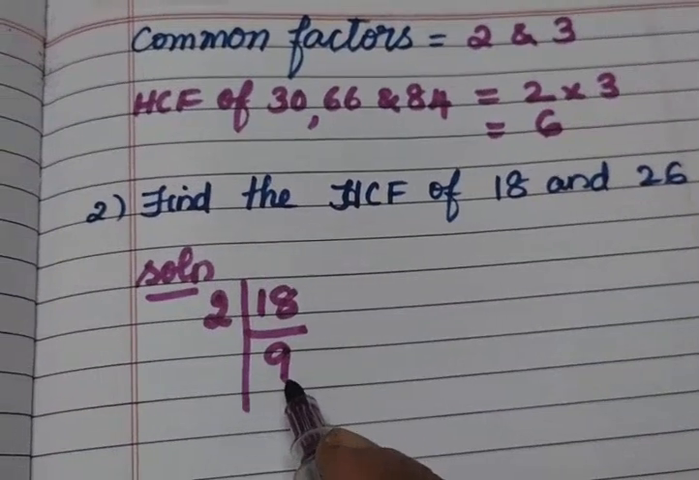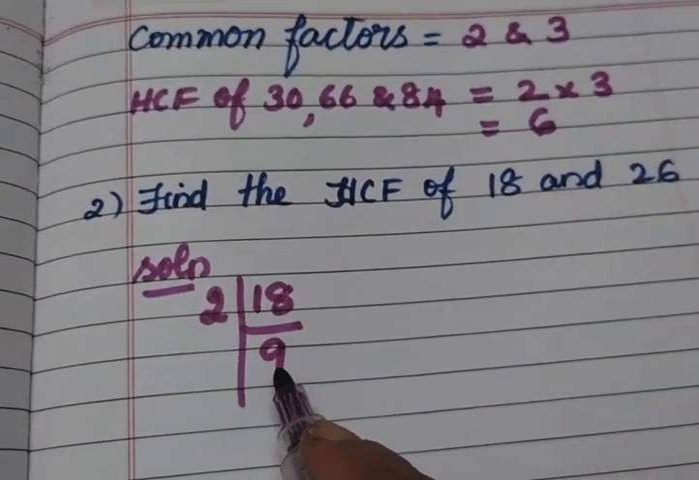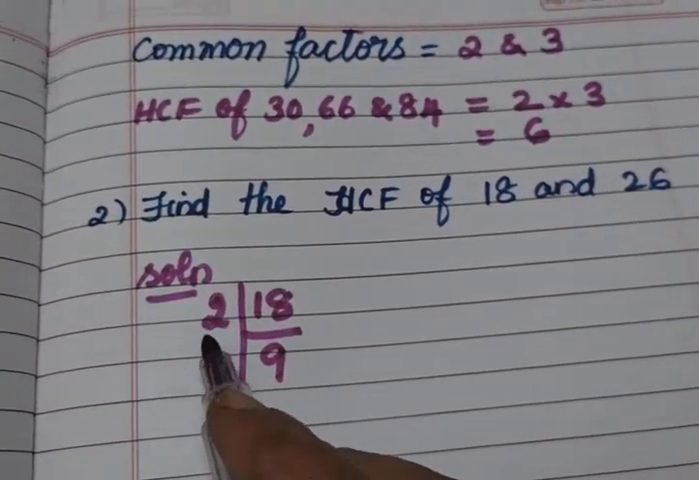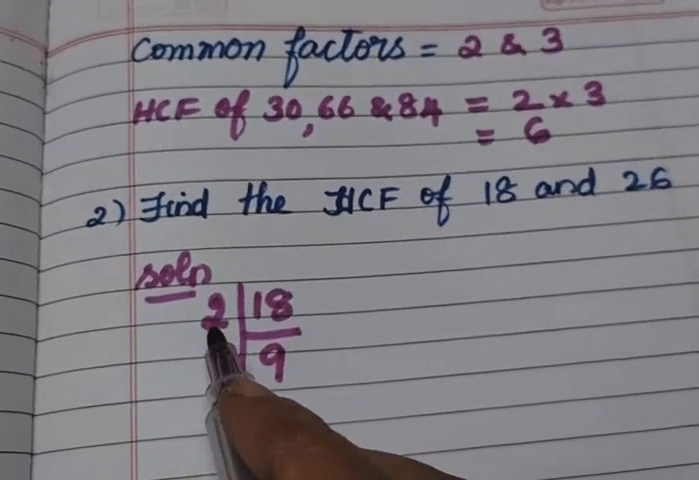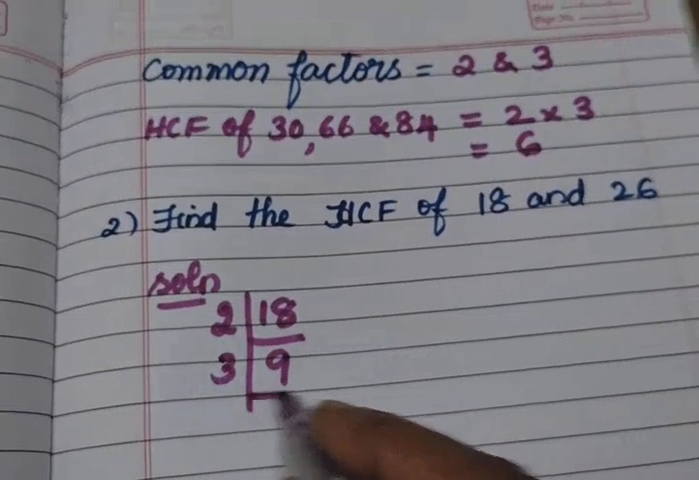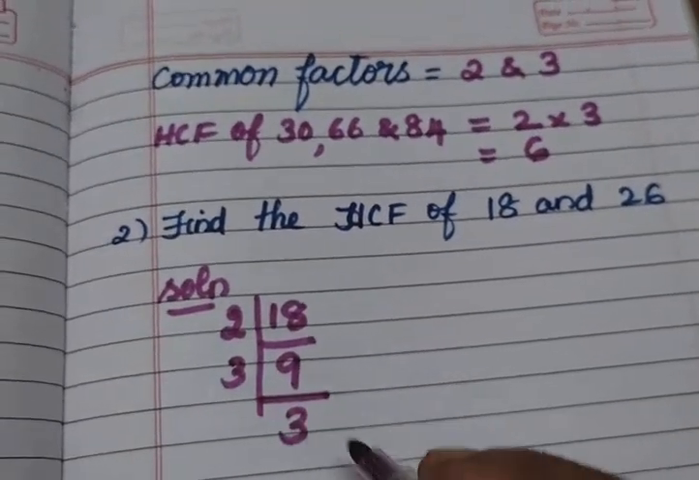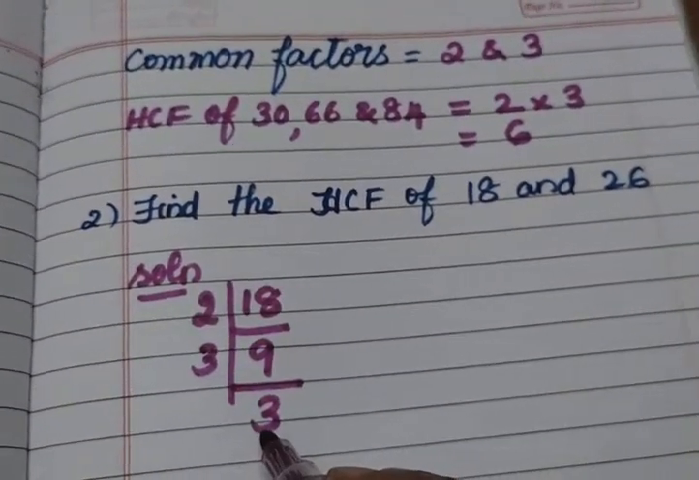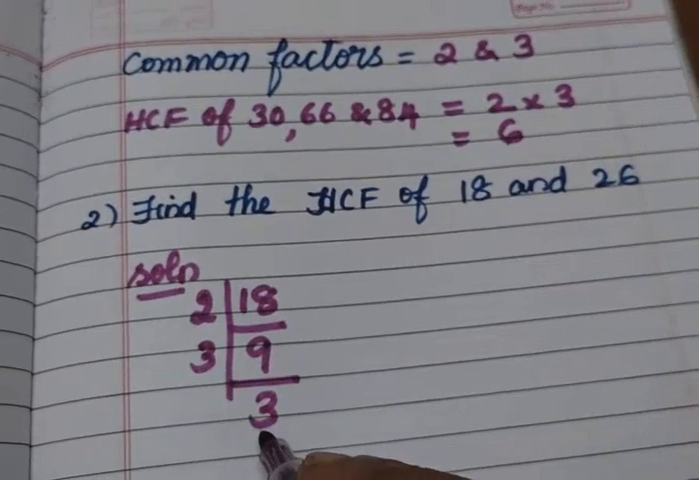Now 9 is an odd number, so we cannot divide by the even prime number 2. We can use the next prime number 3. 3 3s are 9. Okay children, now 3 is a prime number, so we can stop here.